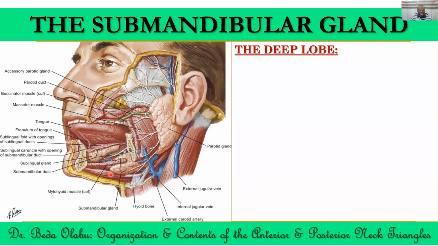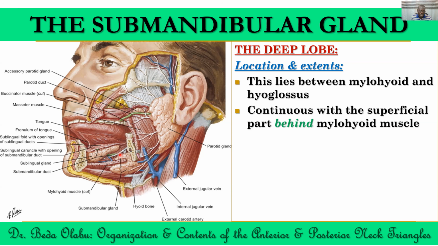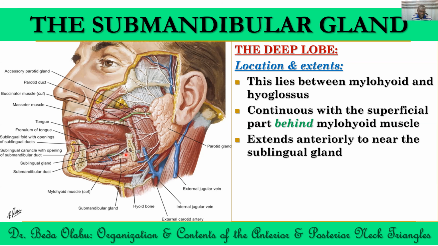Right, now let's talk about the relations of the deep lobe. Perhaps we begin with its location first and its extent. So this is the deep lobe of the submandibular gland. It lies between the mylohyoid muscle, which is this one, and hyoglossus muscle, which is deep there. It continues with the superficial lobe through this particular connection behind the posterior border of mylohyoid muscle, as we can see. And as we already mentioned, anteriorly, it will extend to near the sublingual gland, which is this one here.